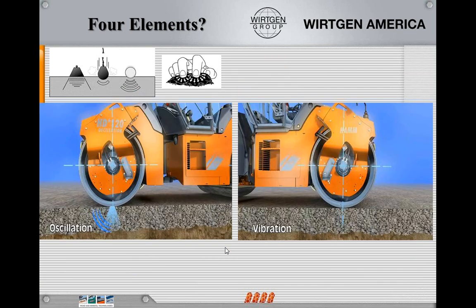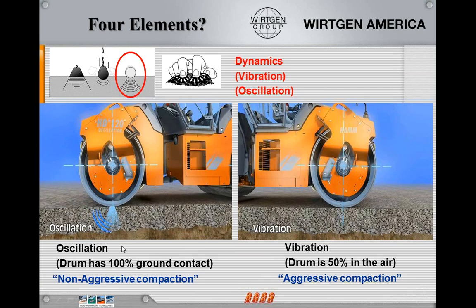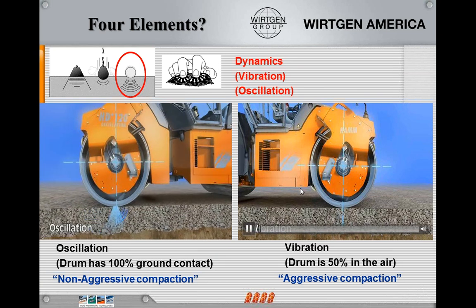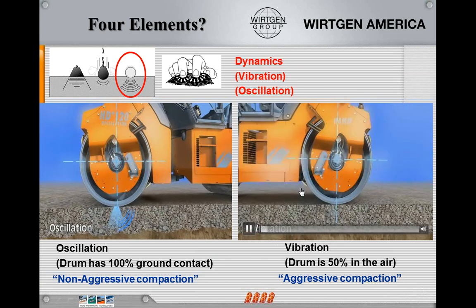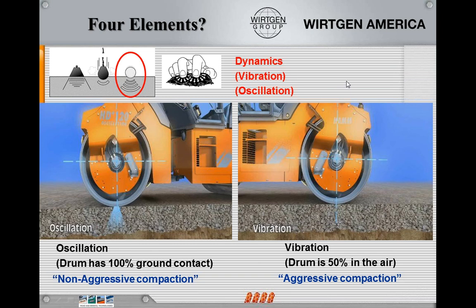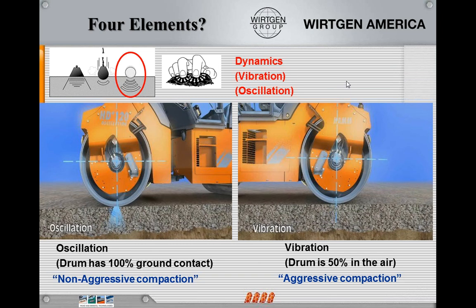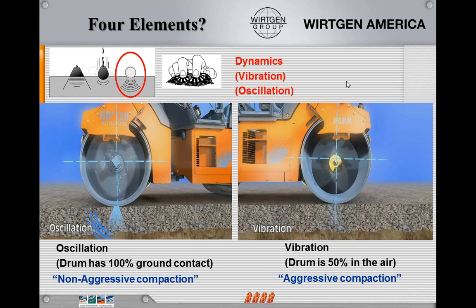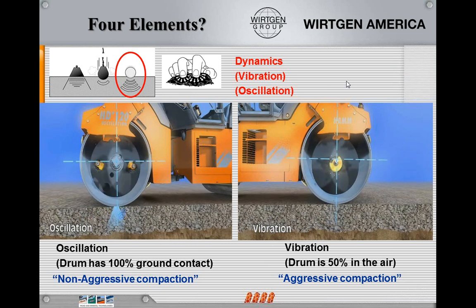Just to show here a little bit difference between what oscillation and what vibration is. On the right-hand side, we have a vibratory drum. On the left-hand side, we have an oscillation drum. The vibratory drum has weights that rotate around the center axle and actually lift that drum up off the ground. So 50% of the time, the drum's in the air. The other 50%, it's on the ground.